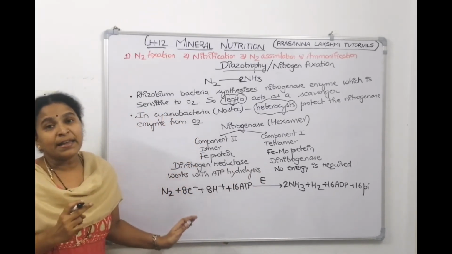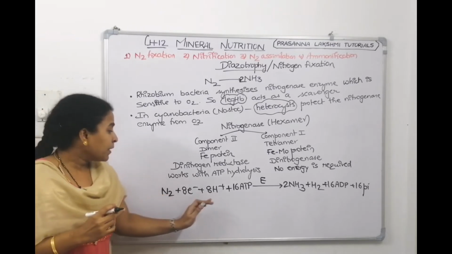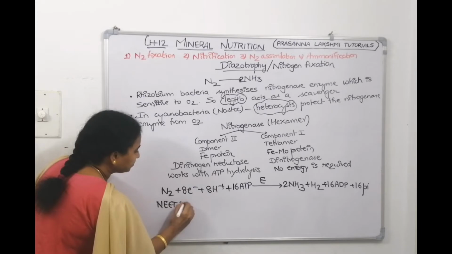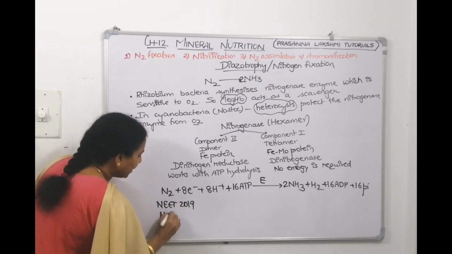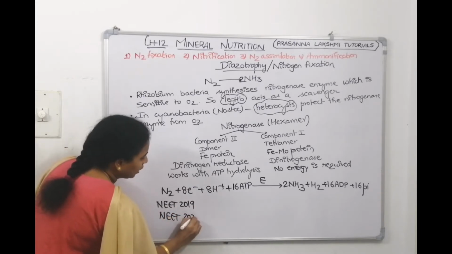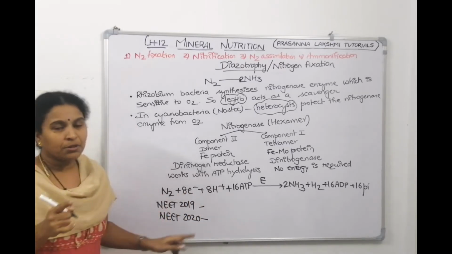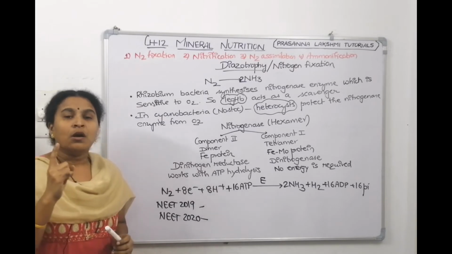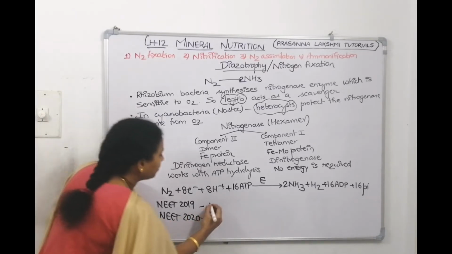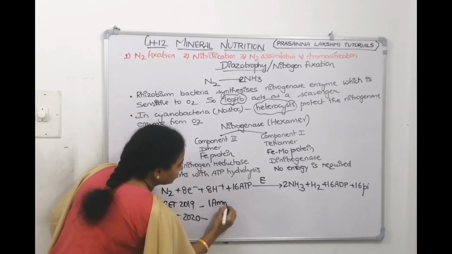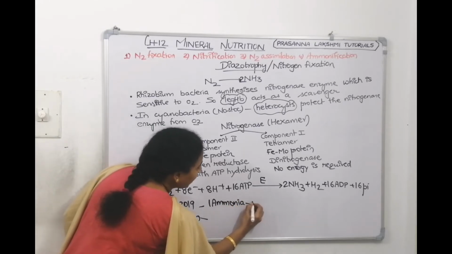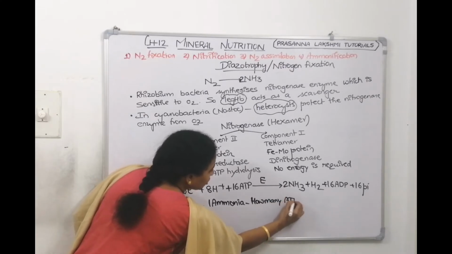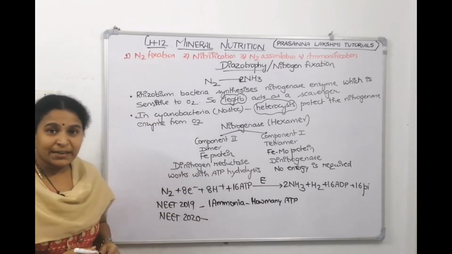So, we should be very careful about this equation, because from this equation a question came in NEET 2019 and also in NEET 2020. Now what was the question they asked in 2019? They asked for one ammonia molecule, how many ATPs are consumed. For one ammonia. How many ATP is the question, children? Now come on, check and tell me.